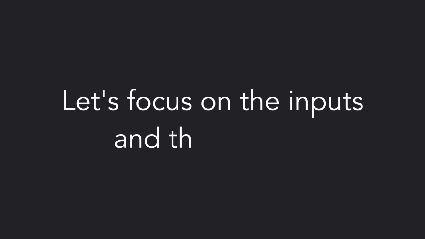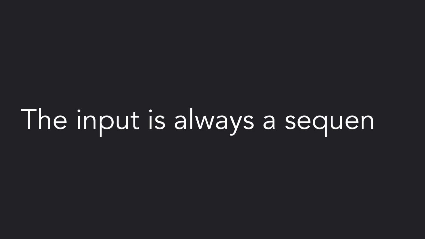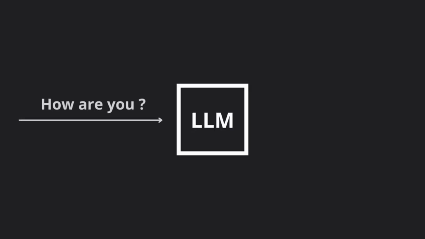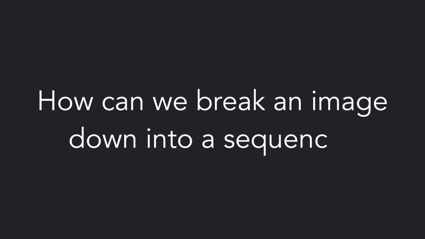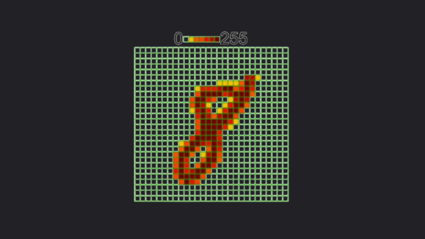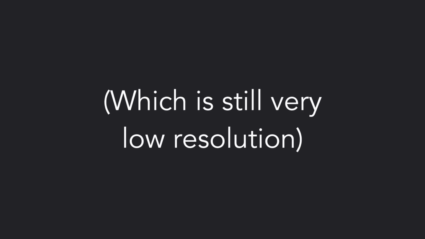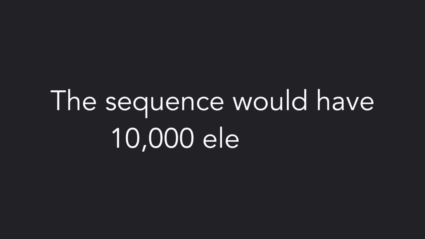Let's get into it. We're going to treat the transformer as a black box. Let's focus on the inputs and the outputs. The input is always a sequence, in the case of GPT, a sequence of words or tokens, where each is represented as a number. How can we break an image down into a sequence? One option is to pass in every single pixel as an integer, but for an image that's 100 by 100, which is still very low resolution, the sequence would have 10,000 elements.